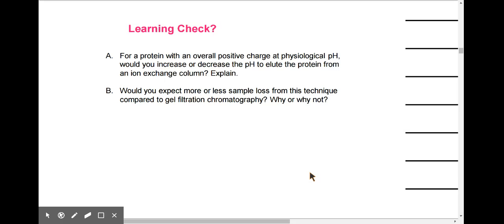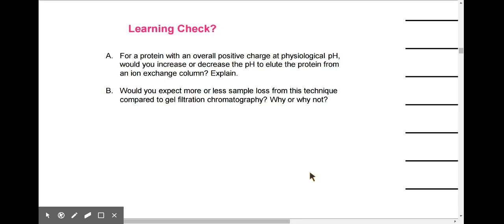And so raising the pH, and I have one more question for you. Would you expect more or less sample loss from this technique, that is ion exchange, versus gel filtration? What do you think? Let me ask you about the interactions. Are there interactions with ion exchange chromatography? Are there interactions of some sort with the column? What kind of interaction? Electrostatic, right? We've got positive and negative charges that are associated with that.